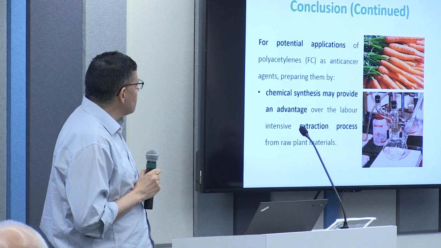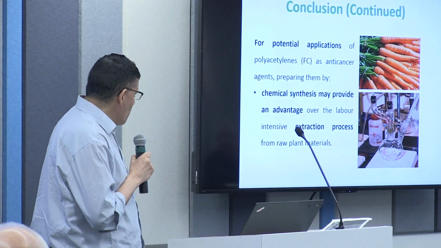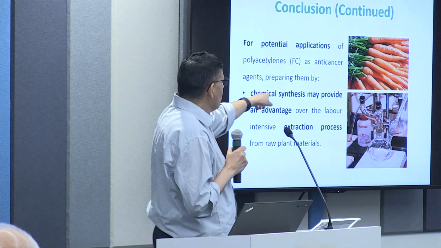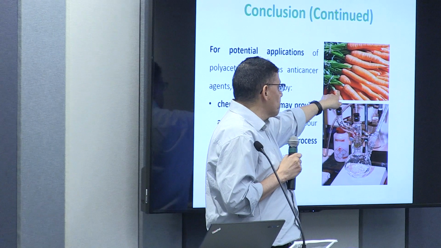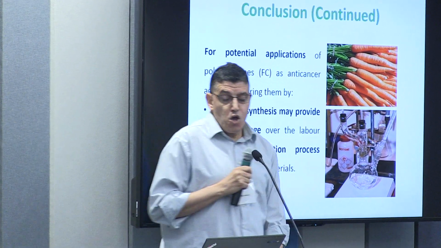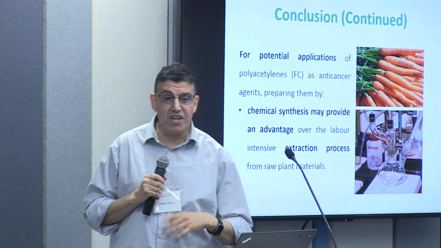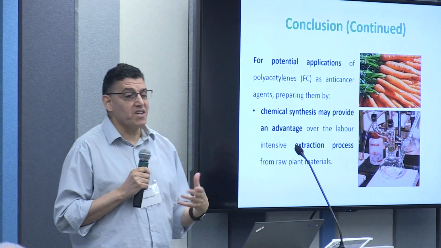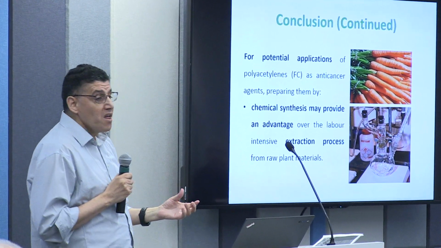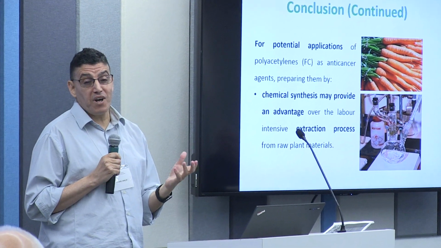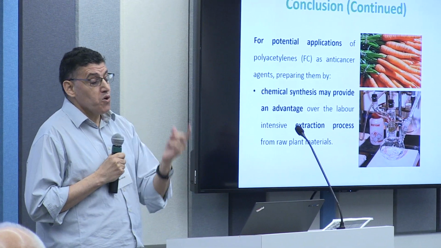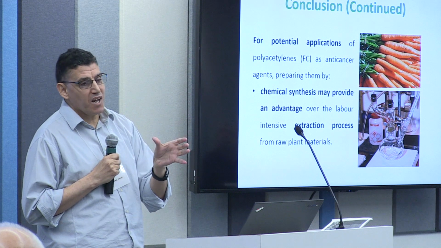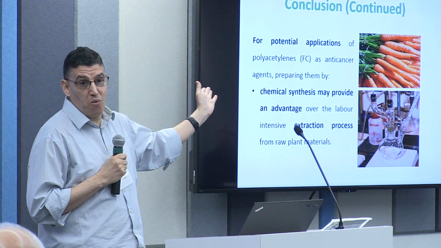Another outcome from this project: FC, that's the best compound, is actually produced by carrots. When another group at another university tried to extract FC, they had to use 10 kilograms of carrots and a large amount of organic solvents to extract 10 milligrams of these active compounds.